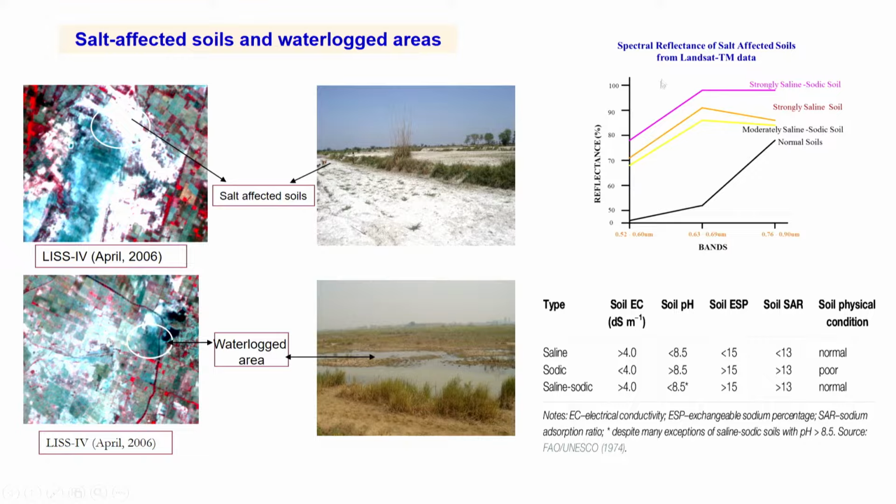And these are the spectral characteristics. You can see that highly salt affected soils give high reflectance, and low salt affected or low salinity soils give less, and normal soils give a spectral characteristic like this in the multispectral bands.